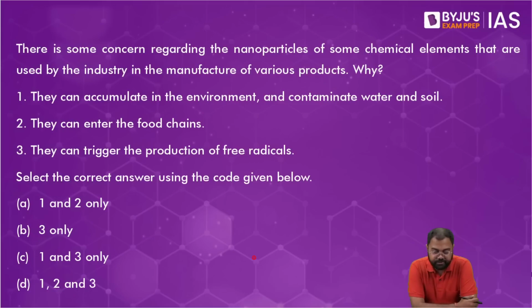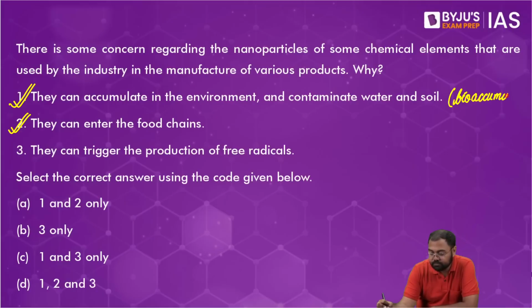Industries in the manufacturing of various products. Why? First, they can accumulate in the environment and contaminate water and soil. This is correct. We discussed that they can cause nano pollution. They can enter the food chain. That also is correct. So this, you can see, in a manner leads to bioaccumulation. And this leads to biomagnification.